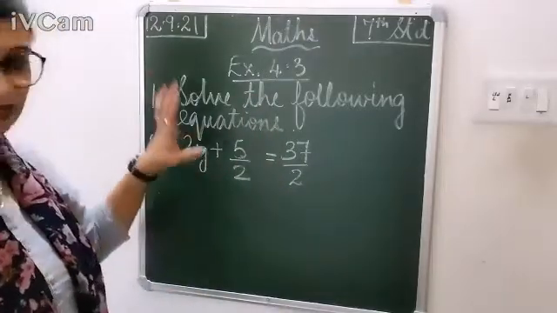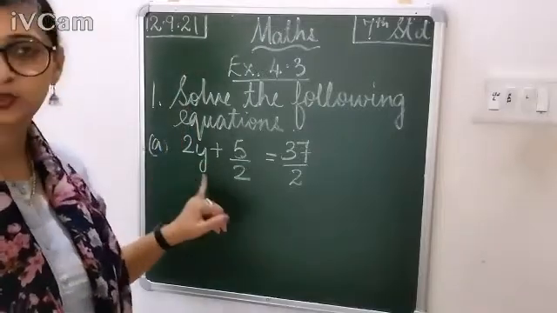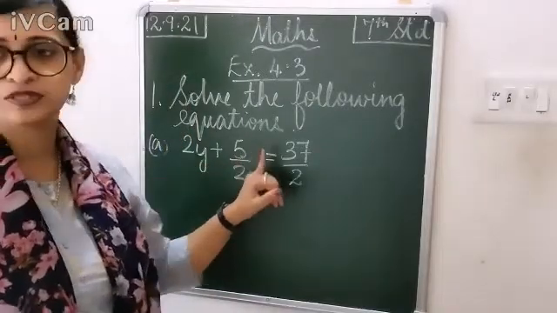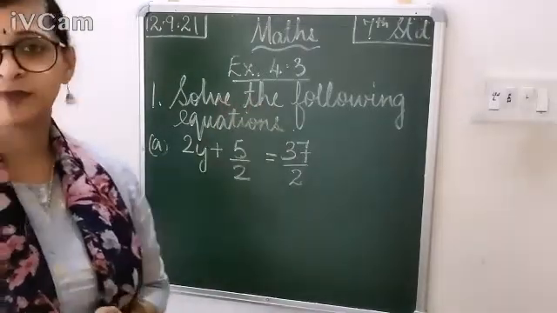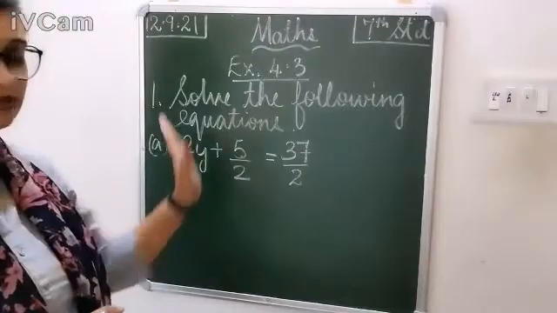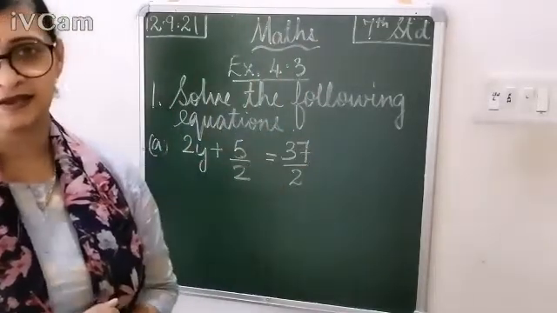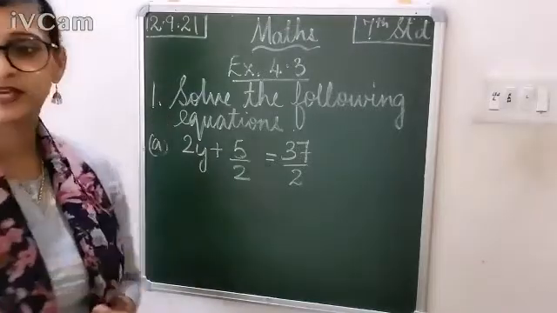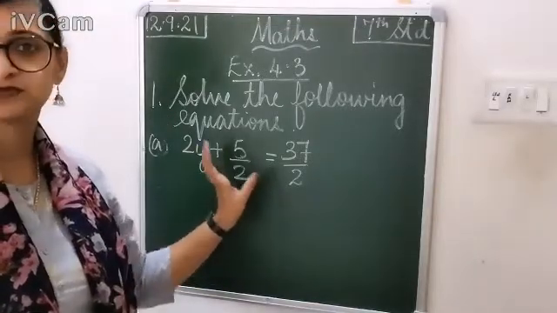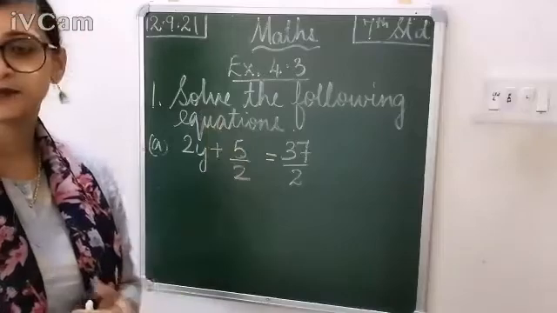Now I want you to take down the question. First one, 2y plus 5 by 2 is equal to 37 by 2. This you're going to solve by transposing the number from the left-hand side to the right-hand side. So how do we do that here? In order to separate the variable, first you need to transpose. First you need to get rid of the number that is there, right?